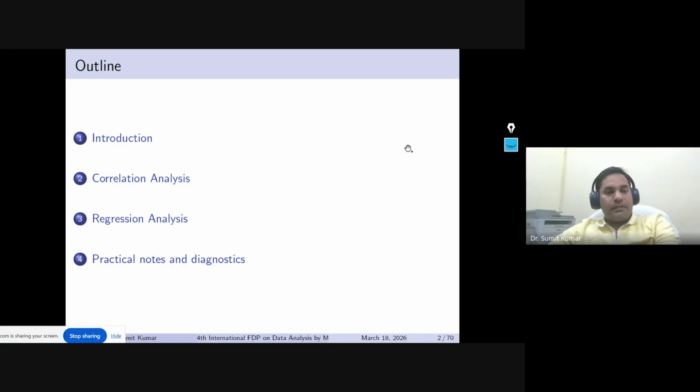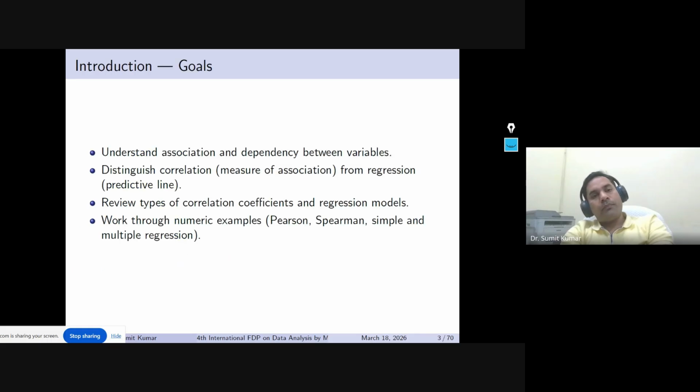So today's presentation will consider correlation and regression analysis, some practical knowledge on our software, and some practice we will do there. As all of us already have some prior knowledge about correlation and regression, I will not focus on the theory part. I will spend more time on the practical applications. Before that, let's just go through the PPT.